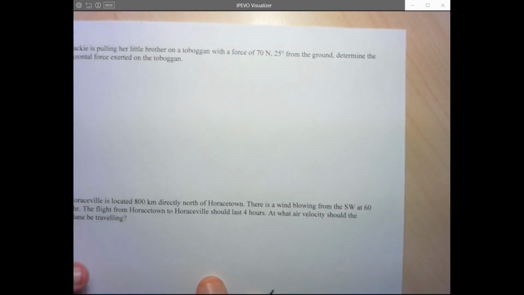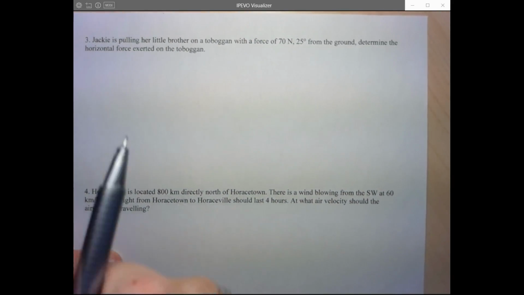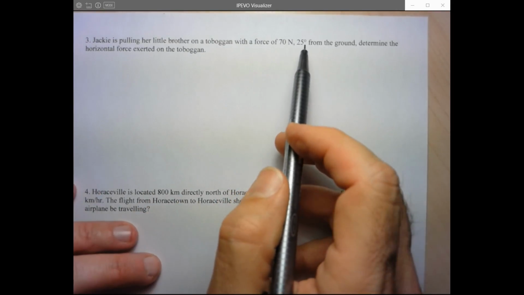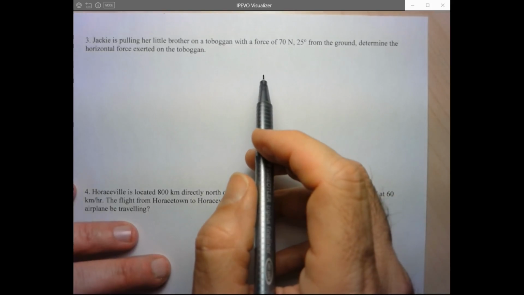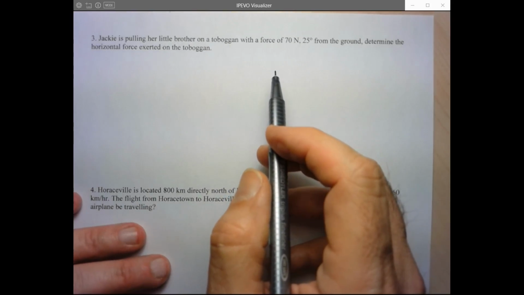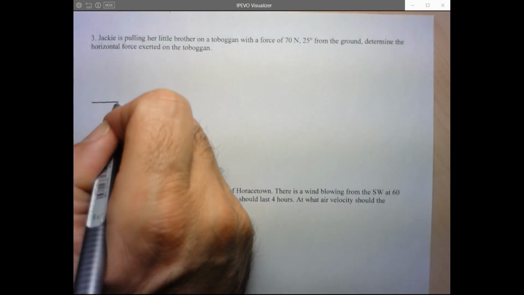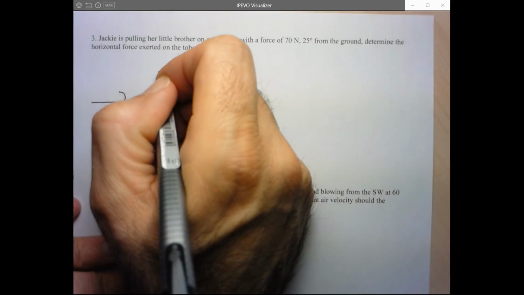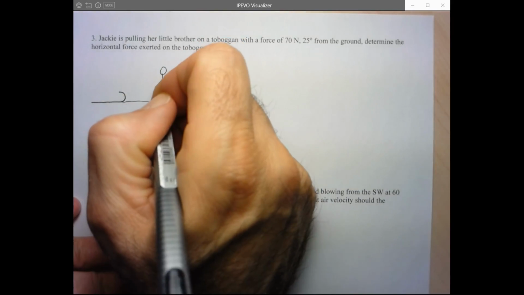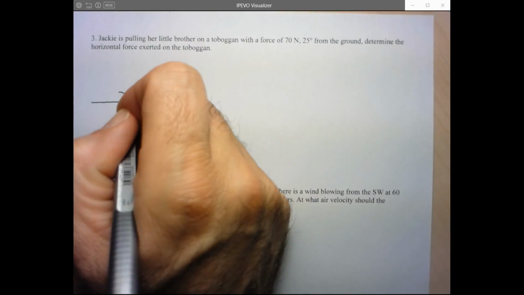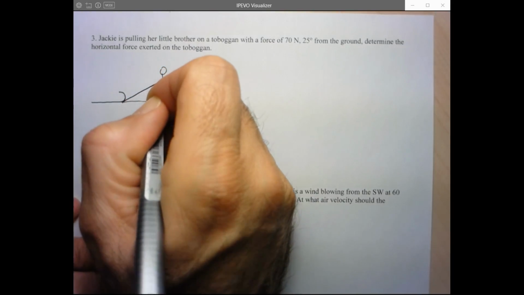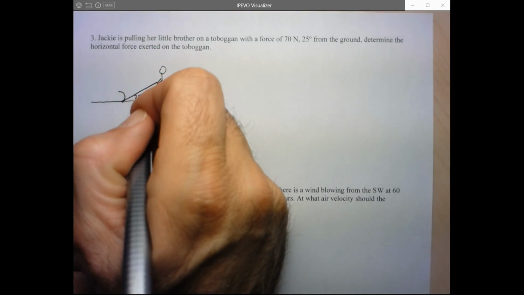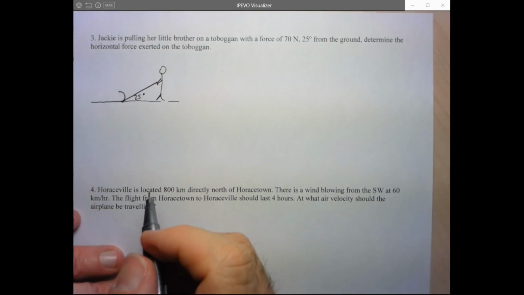Okay, and this is another thing that I referenced in the introduction. It says Jackie is pulling her little brother on a toboggan with a force of 70 newtons, 25 degrees from the ground. Determine the horizontal force exerted on the toboggan. So you've got your toboggan here, and you have someone pulling with a force, and the angle is 25 degrees from the ground.